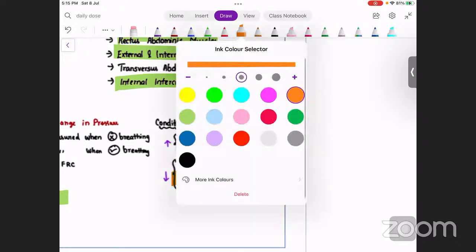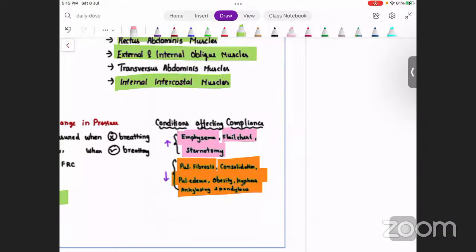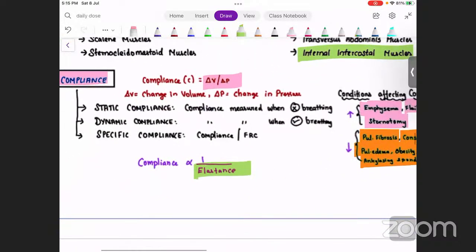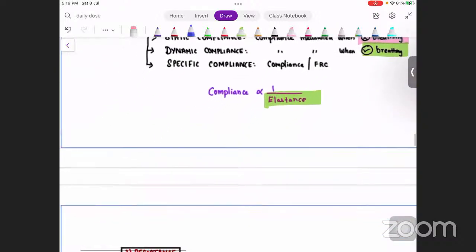Okay. And apart from that, what are the different types of compliance we have? One is static compliance, which is measured when there is absence of breathing, and dynamic compliance, which is measured when there is presence of breathing. And then you have specific compliance, where compliance is divided by the functional residual capacity, the FRC, of your lung.